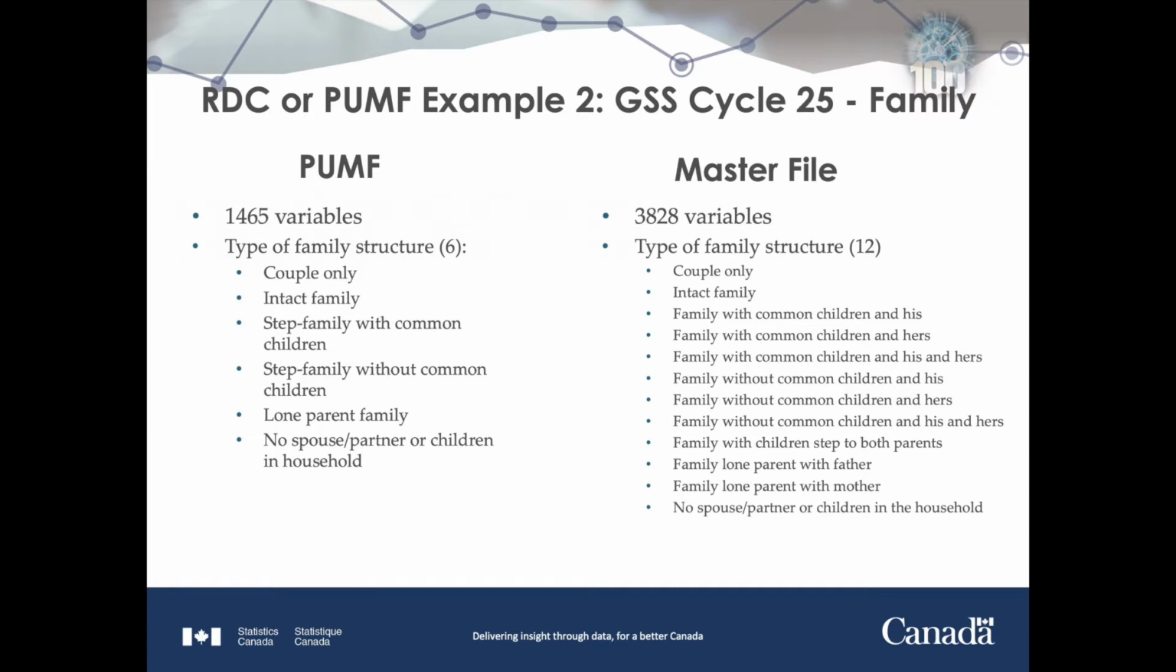The second example is from the 25th cycle of the General Social Survey, or GSS. Of the 3,828 variables in the master file, only 1,465 variables are included. Similar to the previous example of the CCHS, half of the potential variance of the family structure variable is included. The public dataset does not differentiate between step-parents or whether the lone parent family contains only a father or mother.